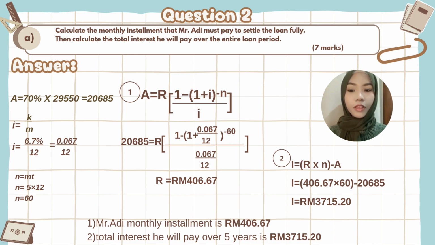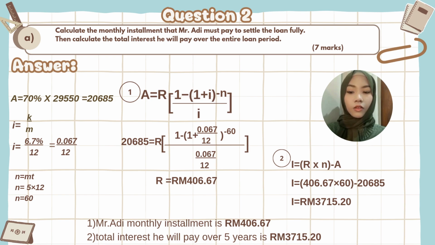I use the installment formula, which is A equals R[(1 minus (1 + i)^-n) divided by i]. 20,685 equals R[(1 minus (1 + 0.067/12)^-60) divided by 0.067/12]. After substituting the values and solving for R, the monthly payment is RM406.67 per month.